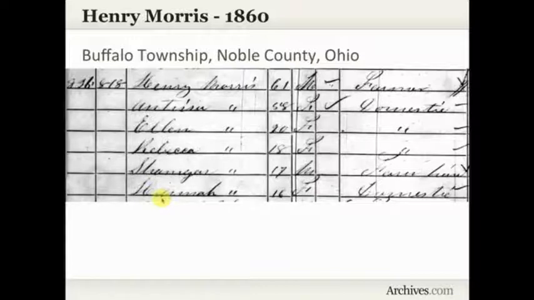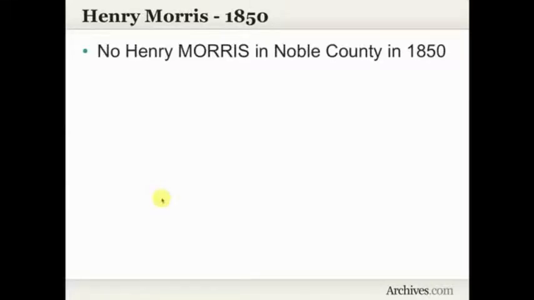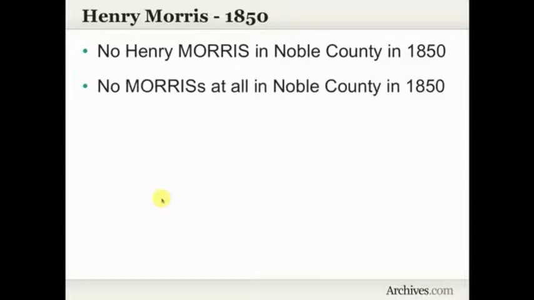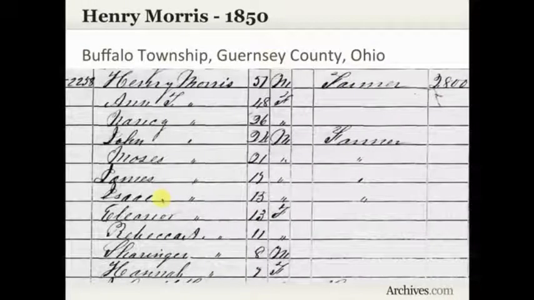When I look for the Henry Morris family in Noble County in 1850, I find that there aren't any Henry Morrises. In fact, there are no Morrises at all in Noble County in 1850. But I do find Henry Morris and his family in Buffalo Township, Guernsey County, Ohio in 1850. Here we have Henry and Anne, and we also have Rebecca, Shanninger, and Hannah. So it is the same household. You might notice that they're living in a township of the same name, but in a different county. Well, there's a perfectly good reason for that. It's not coincidence, and the family did not move.